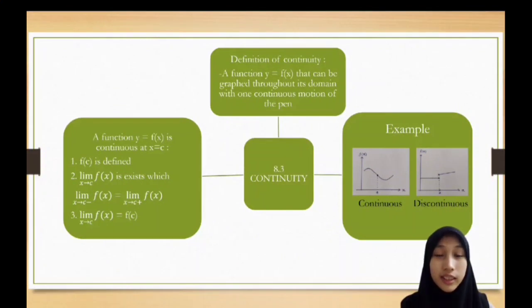8.3 Continuity. What is continuity? Continuity: a function y equals f(x) is continuous if it can be graphed throughout its domain with one continuous motion of the pen. A function y equals f(x) is continuous at x equal to c if, first, f(c) is defined. Second, the limit of f(x) as x approaches c exists. Third, the limit of f(x) as x approaches c is f(c). So here is the example of continuous and discontinuous.